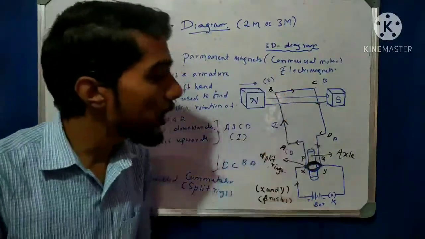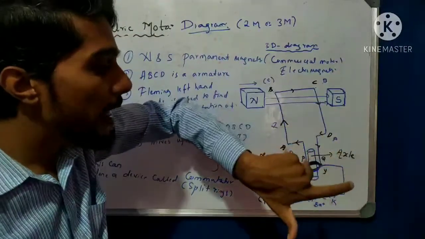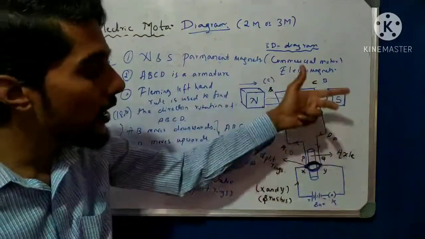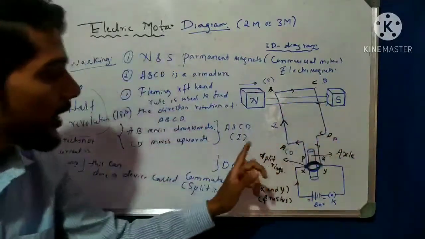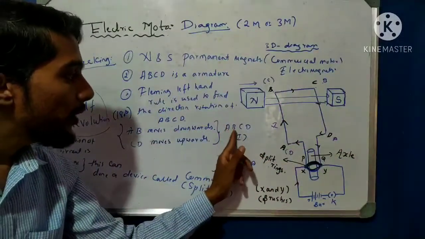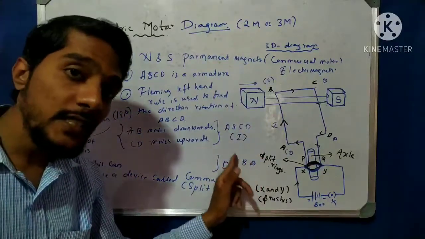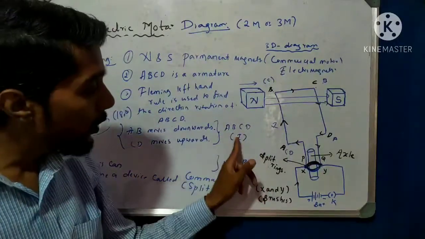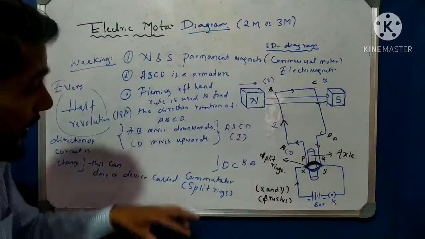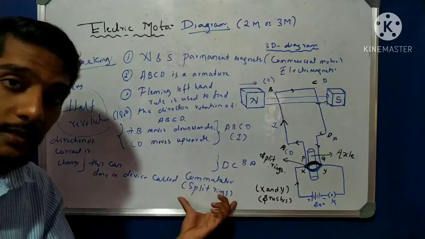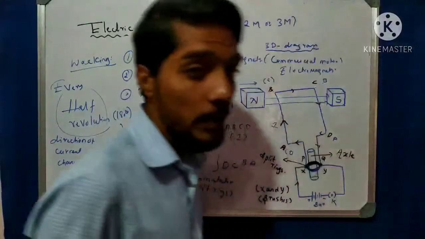So how do we find the rotation? By using Fleming's left hand rule. When current is inward, the side moves downward; when current is outward, CD moves upward. So every half rotation, in the first rotation the current is A, B, C, D, but in the second rotation the direction of current is reversed, DCBA. This reversal is done by a device called a commutator. That is very important to remember.